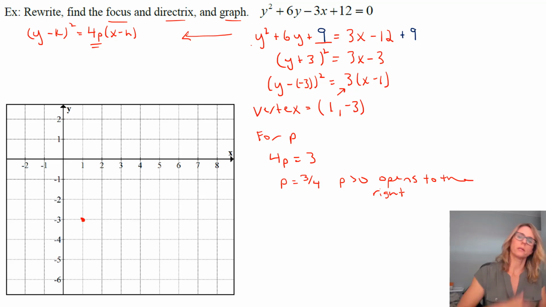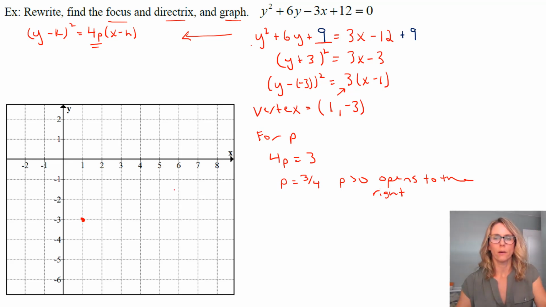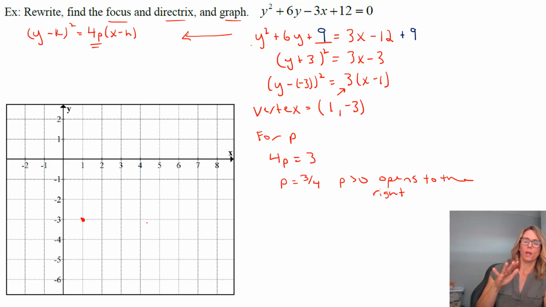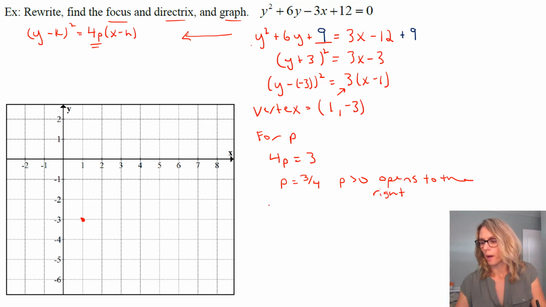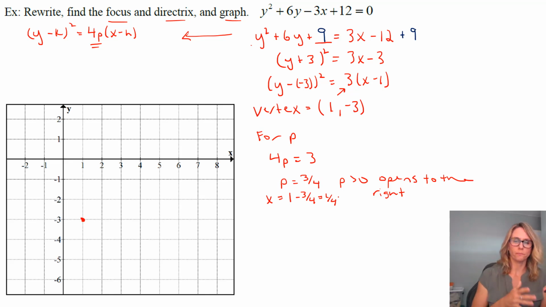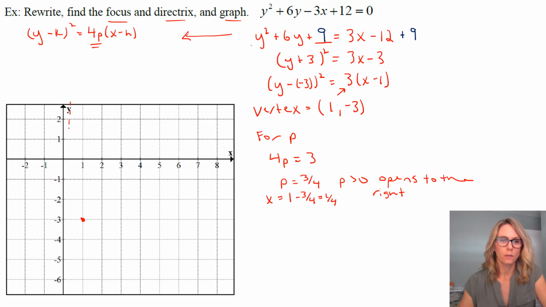Okay, so we have that. And then, like it says above, the idea here is this 3/4 helps us do the focus and the directrix. So our directrix, if you take a look at the notes there, because it's a y squared parabola, our directrix is x. It's a vertical line. It's h minus p. And so it's just p units to the right of the vertex. So this is our directrix here.